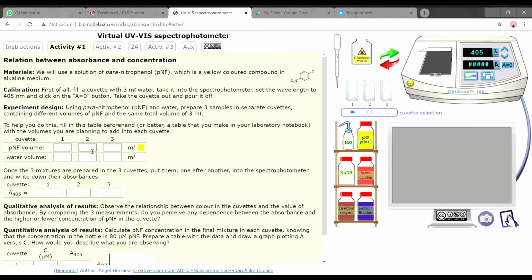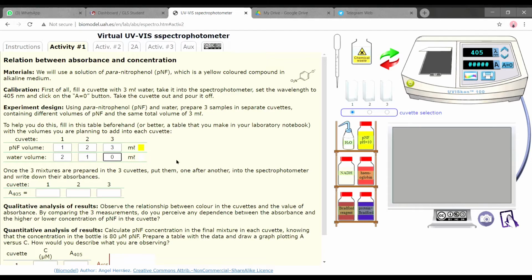And then first we need to make the table, so we can just follow the table. So for the first cuvette, the PNF volume, we set it to 1, second volume is 2, and the third one is 3. The maximum value of cuvette is 3 ml, so make sure it fulfills the 3 ml cuvette. The volume is 3, 1, 0.